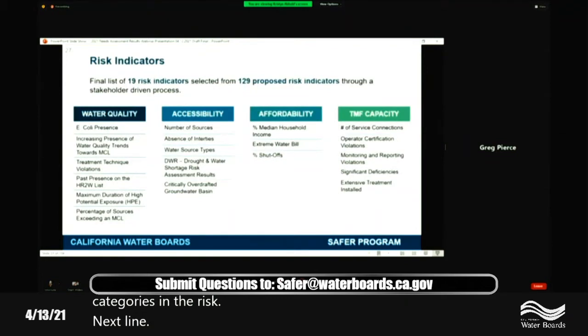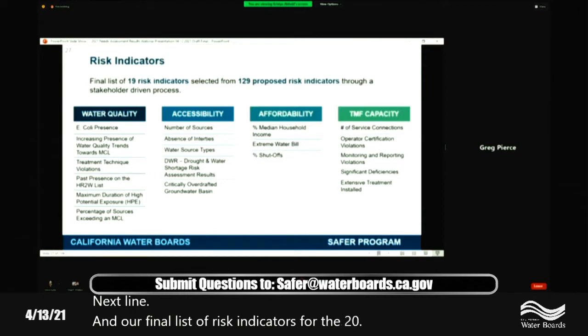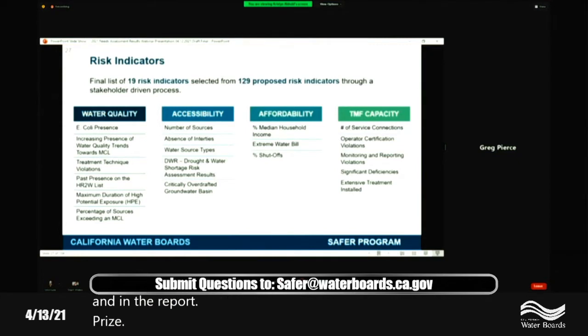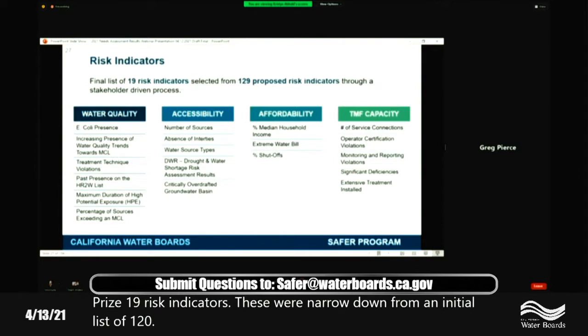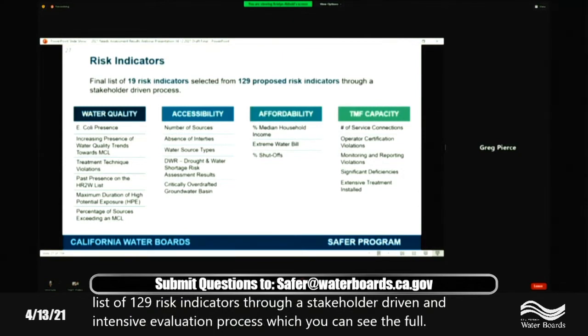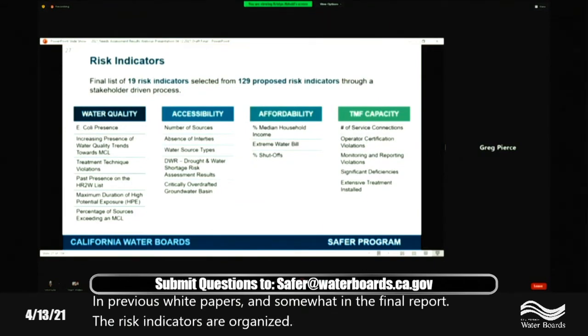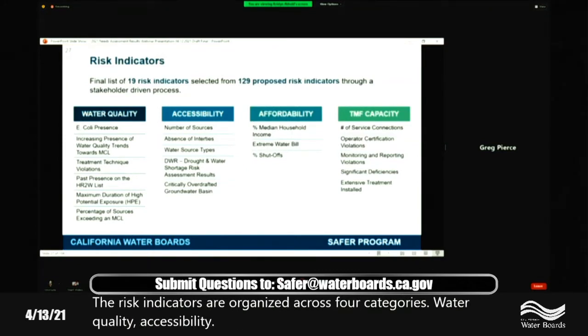Our final list of risk indicators for the 2021 needs assessment in the report comprised 19 risk indicators. These were narrowed down from an initial list of 129 risk indicators through a stakeholder-driven and intensive evaluation process, which you can see the full details of in previous white papers and somewhat in the final report. The risk indicators are organized across 4 categories: water quality, accessibility, affordability, and TMF capacity.